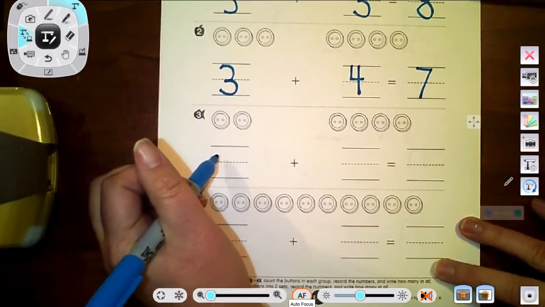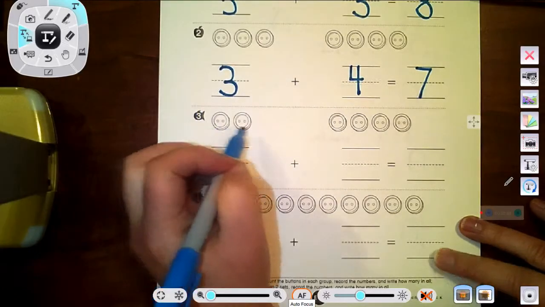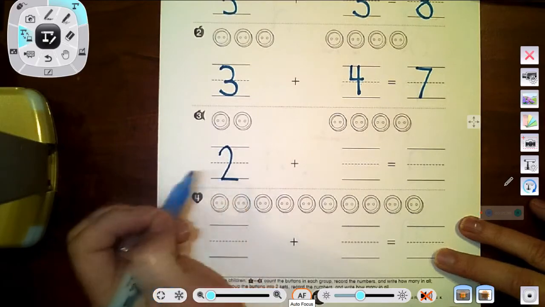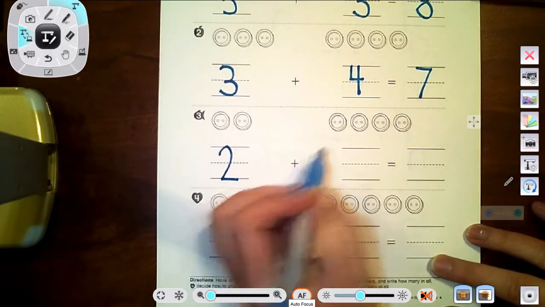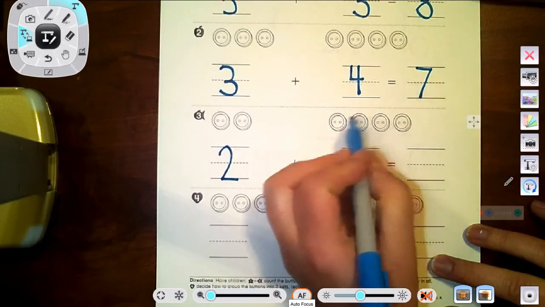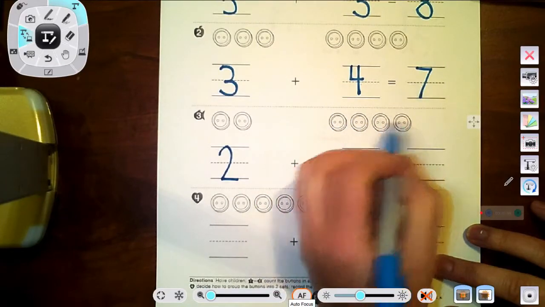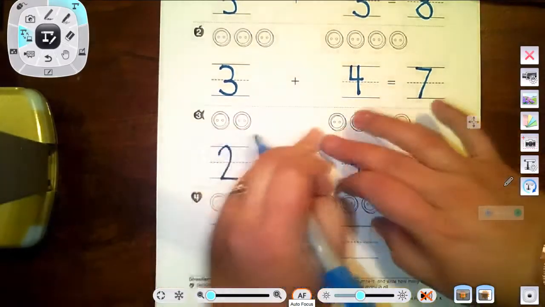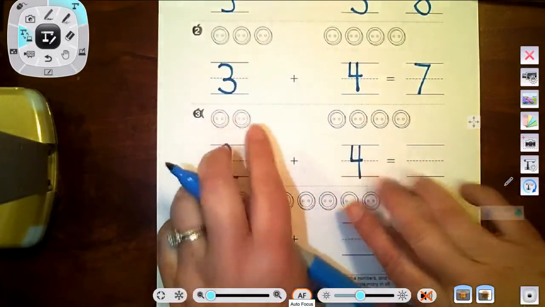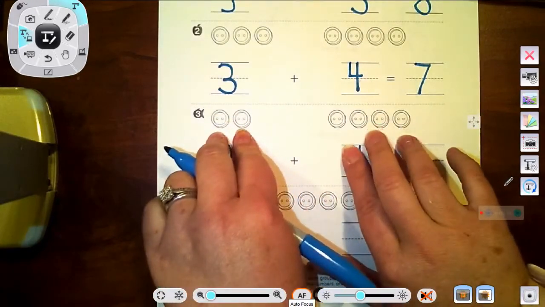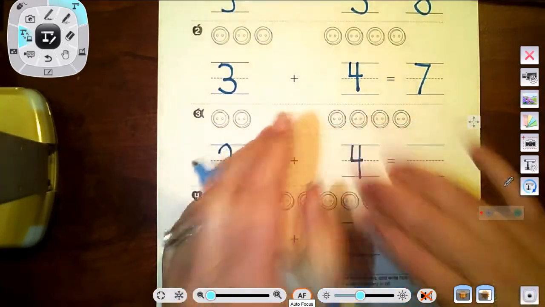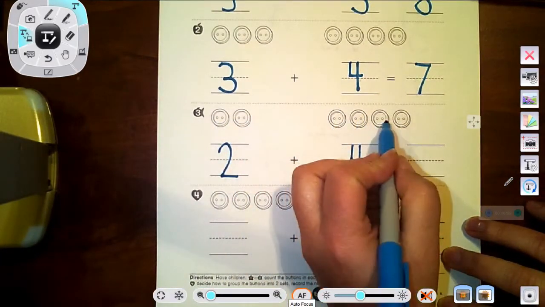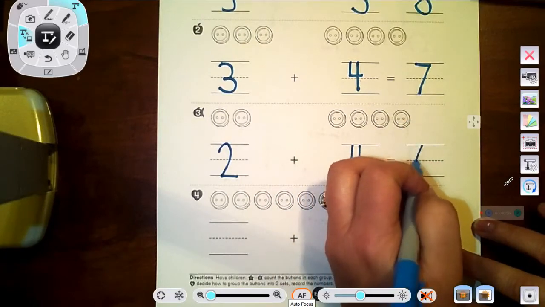Let's look at this one. How many buttons are there here? There are 2 buttons. Write the number 2 down here. Plus, how many are there here? 1, 2, 3, 4. Write the number 4. Remember, this plus sign means we're putting the groups together into one. So we have 2 buttons here and 4 here. We're going to put them all together. So we have 1, 2, 3, 4, 5, 6 total.